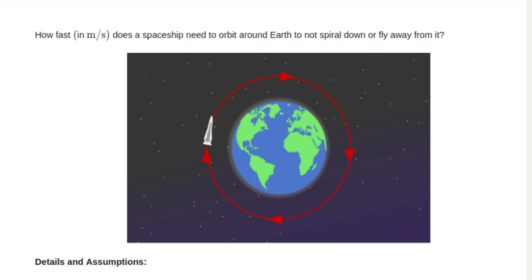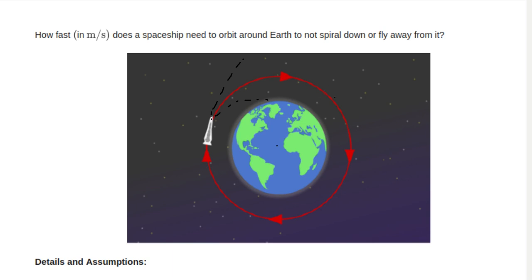How fast in meters per second does a spaceship need to orbit around Earth to not spiral down, so to not go like whoosh and crash into it, and not fly away from it? We want to stay in orbit. And from what it seems, just from the picture, instead of a normal orbit, like something that would orbit around the sun, it would go in an elliptical orbit.